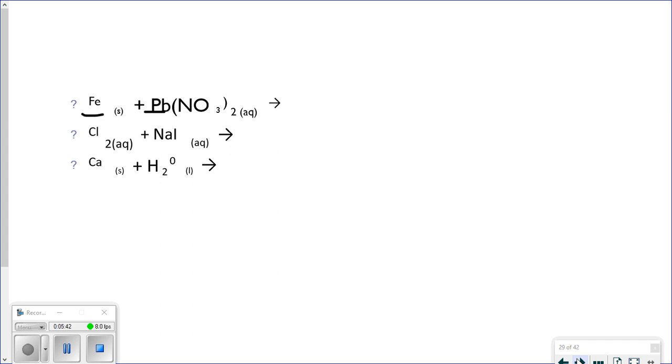So when we switch places, lead will come out by itself, and then iron will go in with nitrate. Now here it did not tell you which charge the iron would take, so it's acceptable to say it's iron 2 or iron 3. I'm going to make this one iron 2 so it's easier to balance. So that will give a 2 on the outside, and that is actually a balanced equation, so we don't have to do any further.